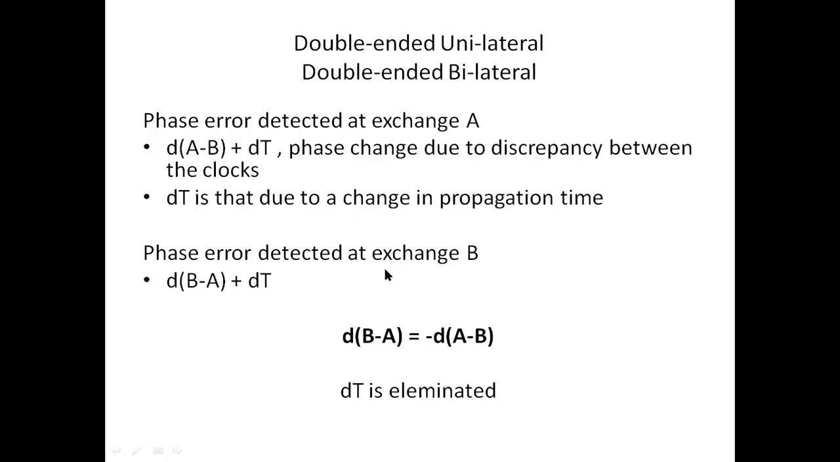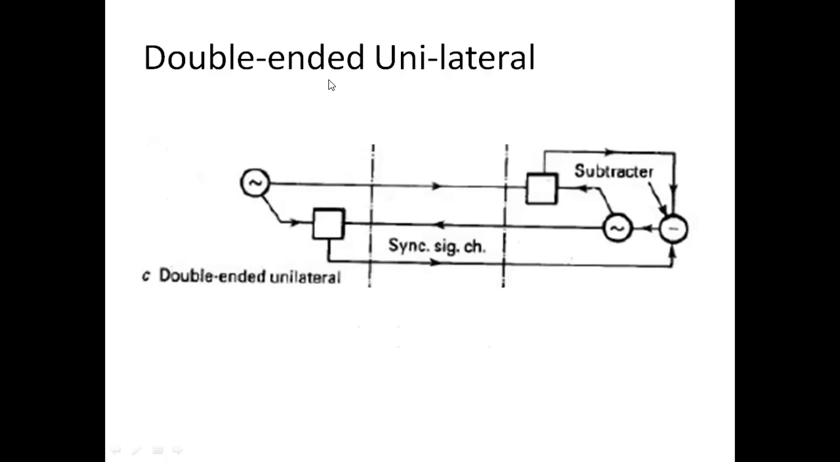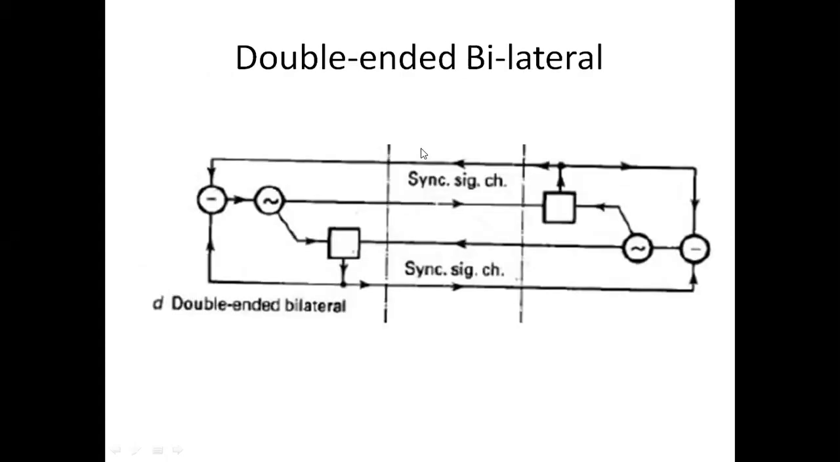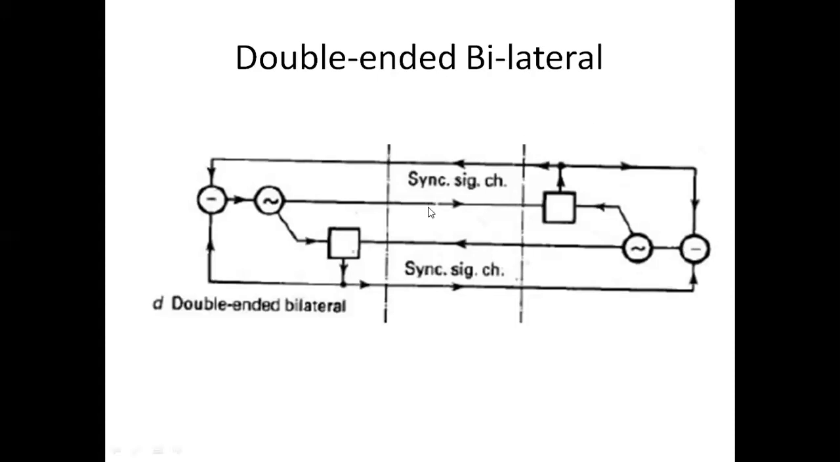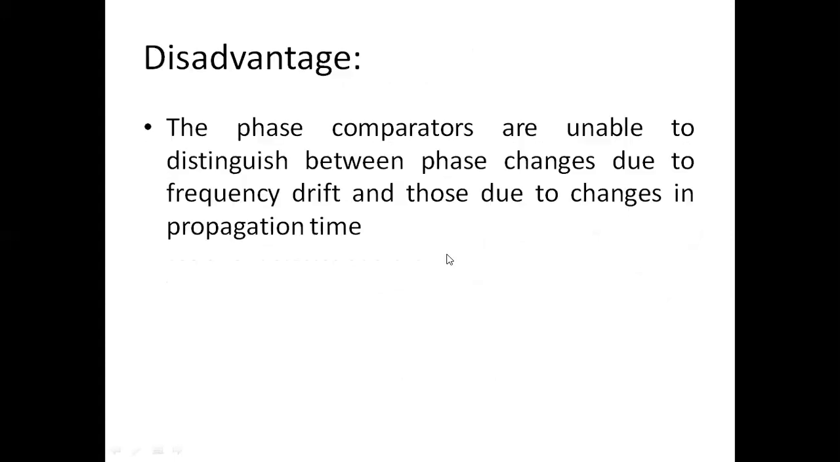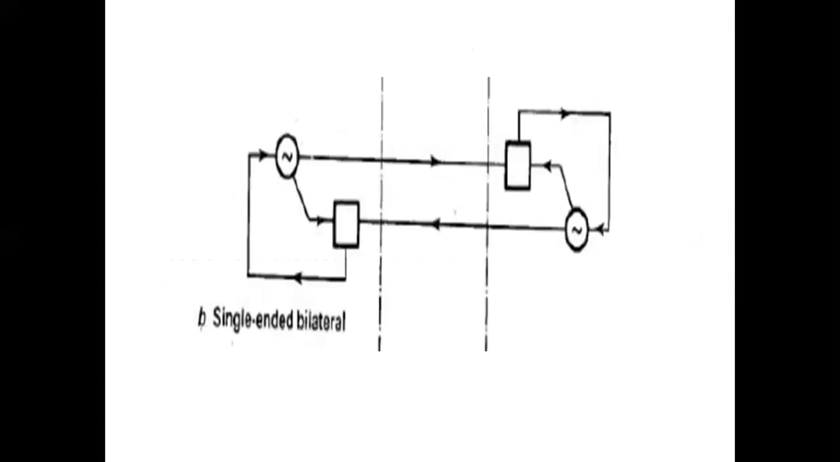Using this theory, it is implemented in these two systems. The single-ended unilateral system uses only one synchronization signal channel, whereas the double-ended bilateral system uses two synchronization signal channels. The only difference between the unilateral system and the bilateral system is the number of synchronization signal channels being used.